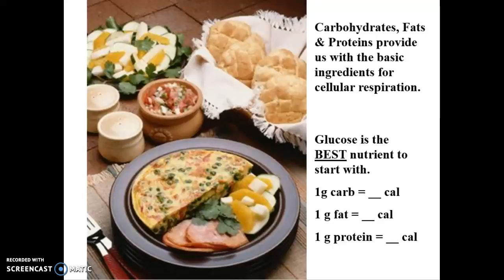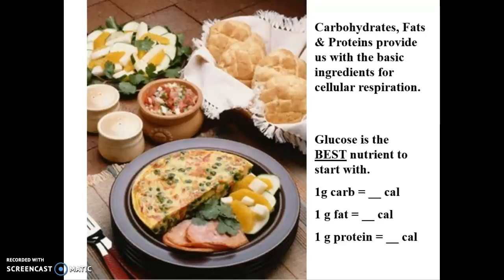The protein, we really do not want to use protein for energy. There are so many other more important functions of proteins. Think about enzymes, think about the membranes, the transport through the cell membranes. Think about your hair, your fingernails, structural support, hormones, immune system. That's what you should use your protein for, not energy.